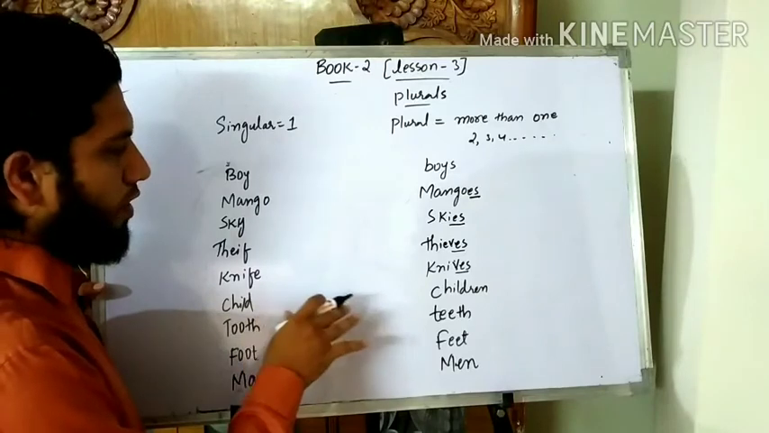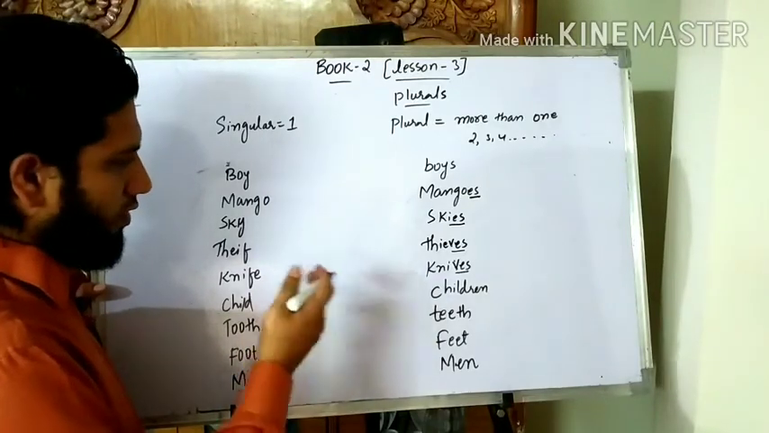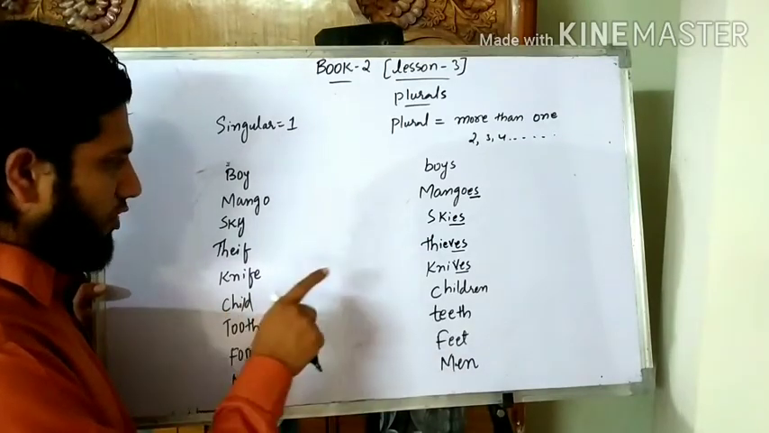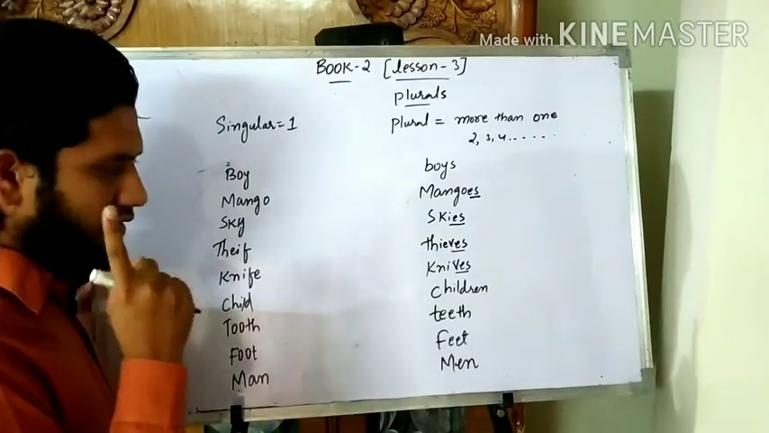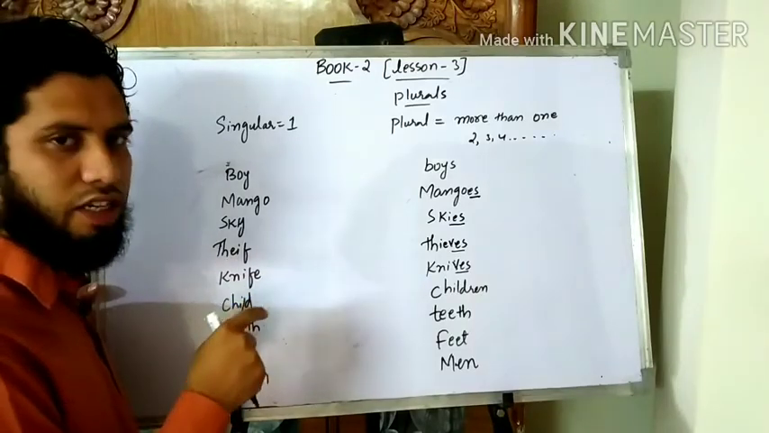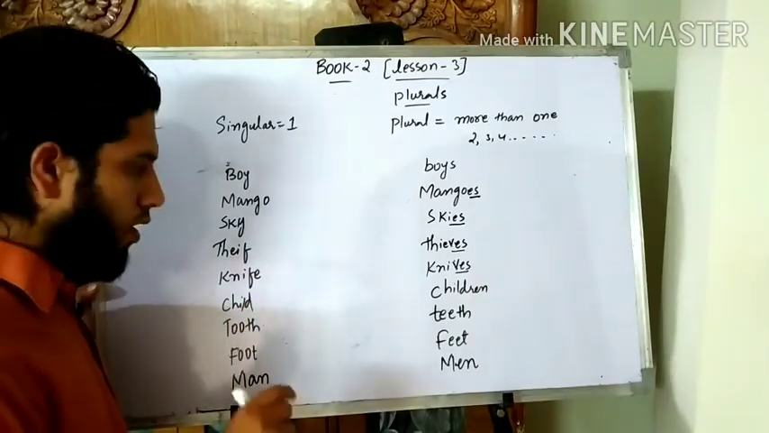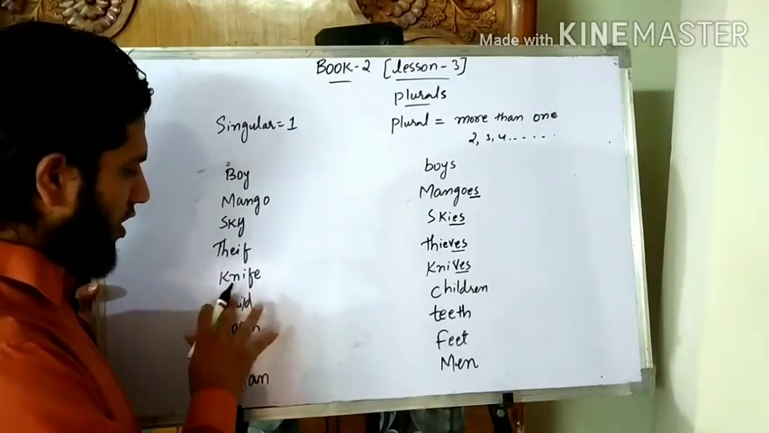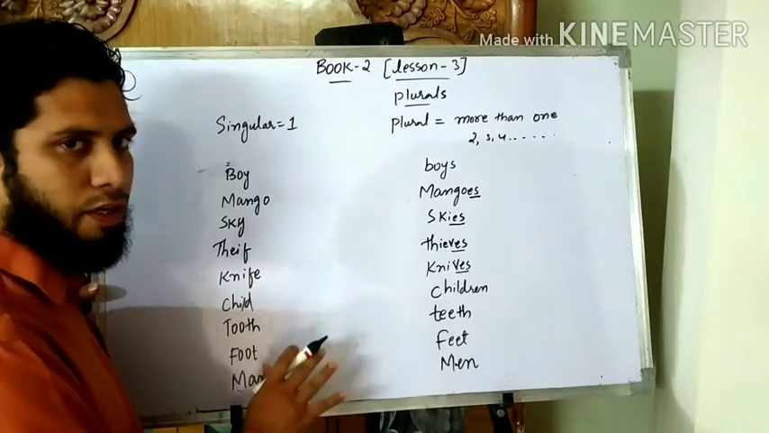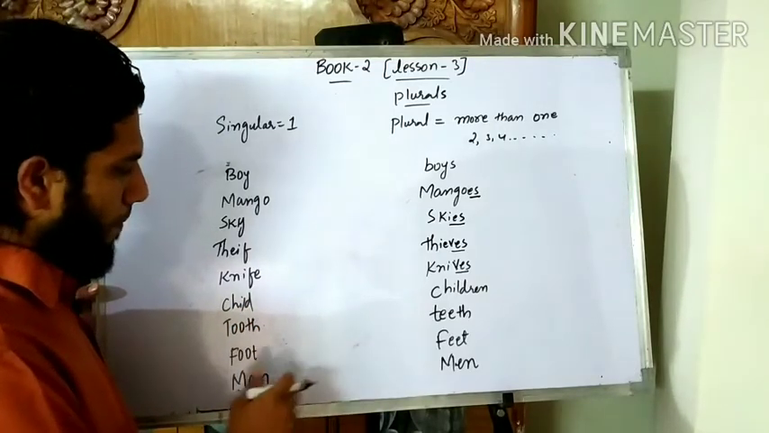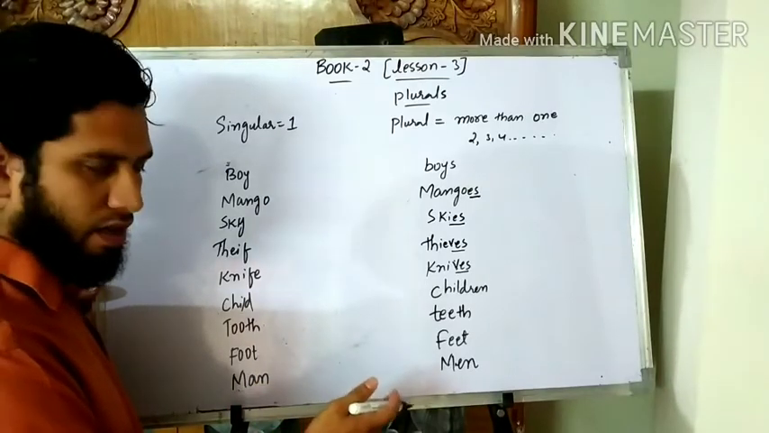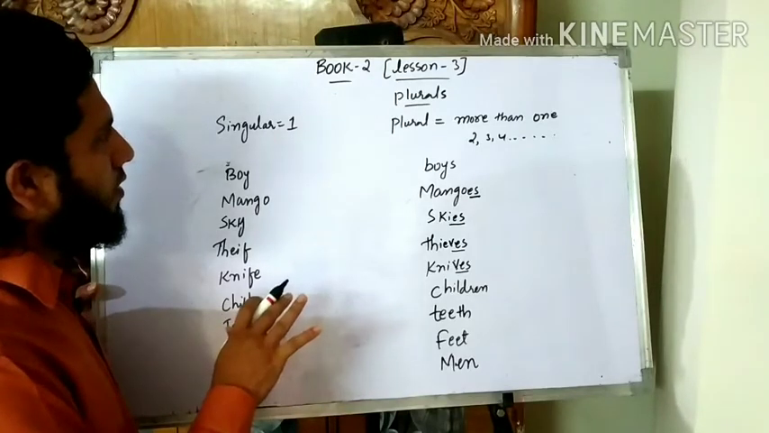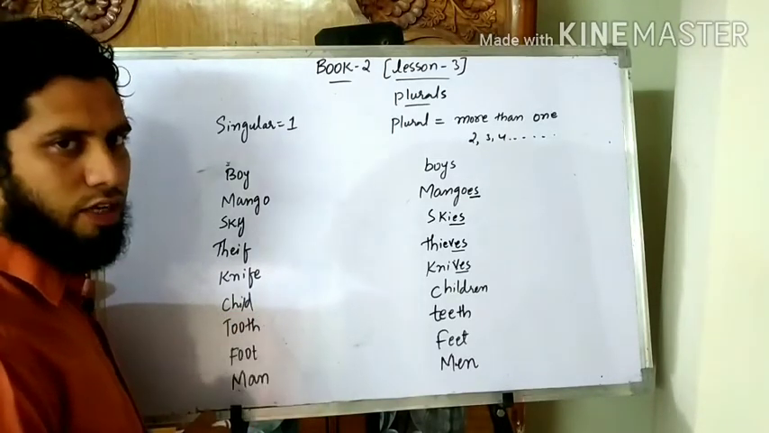Here, child does not follow any rule. It is getting children. So the plural of child is children. Tooth, the singular is tooth, the plural is teeth. Foot, feet. Man, men. Woman, women. So these plurals do not have any particular pattern. This is the singular and plural of English language.